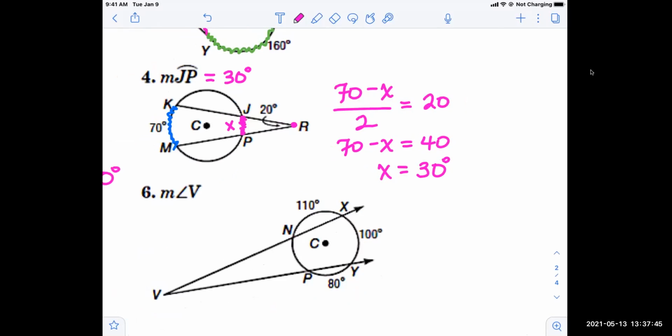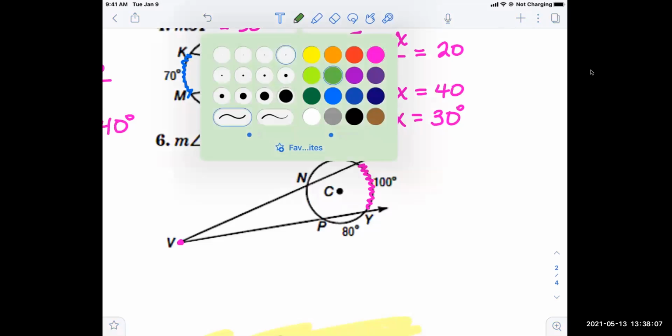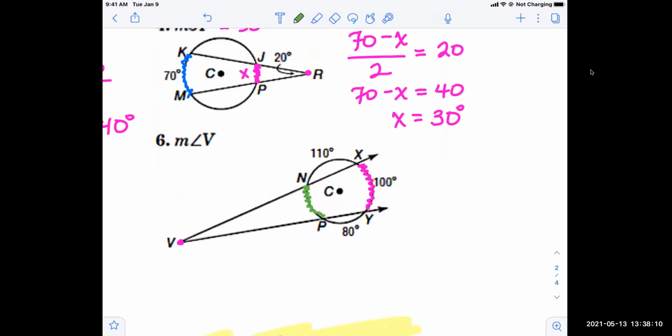Okay. Solly, number 6. Vertex is outside the circle. What do you do? XY minus NP, but there's a catch because you don't know what NP is. So you do 360 minus 290, and you get NP, and that would be 70. So you get 100 minus 70, that would be 30. Divided by 2, that would be 15.